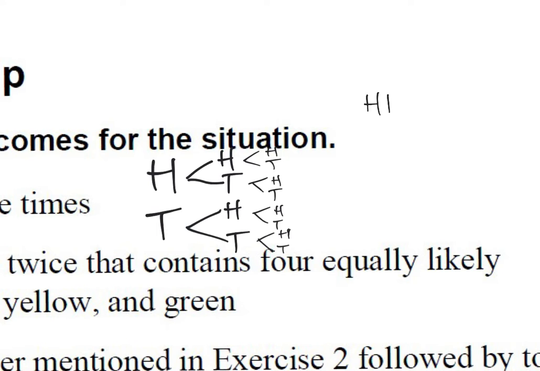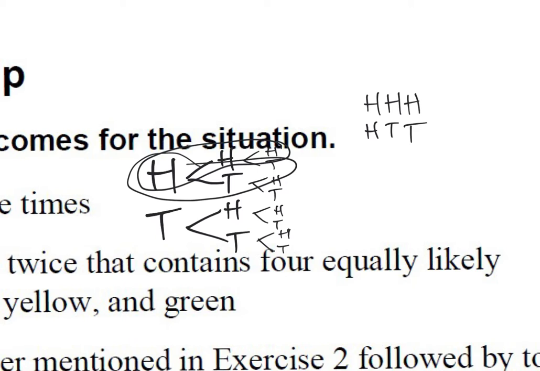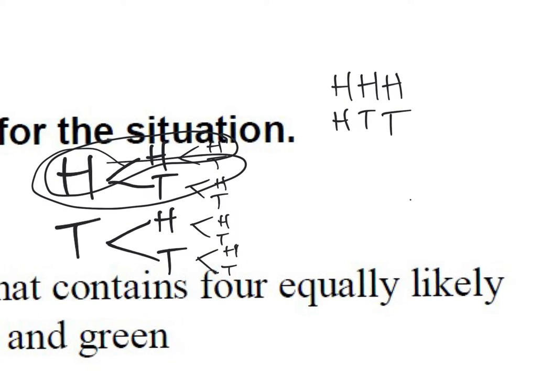You could have flipped heads 3 times, which is this first one. You could have flipped heads, then tails, then tails. Try to list them all out. See what you get. Okay, so we listed out heads, heads, heads, heads, tails, tails. What's another possible scenario that could happen?